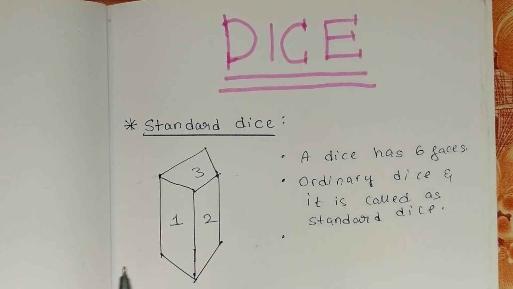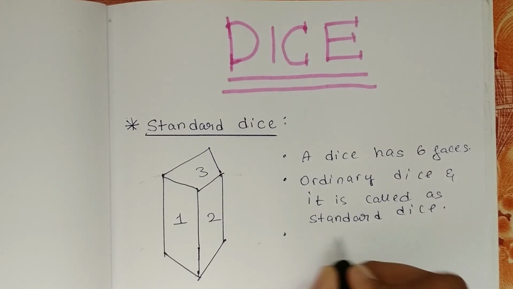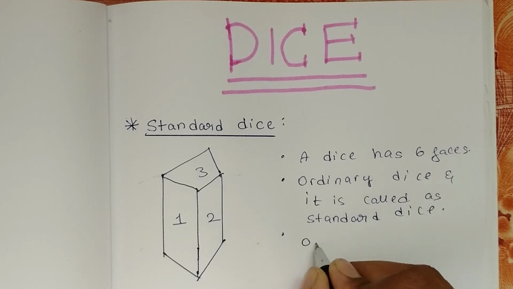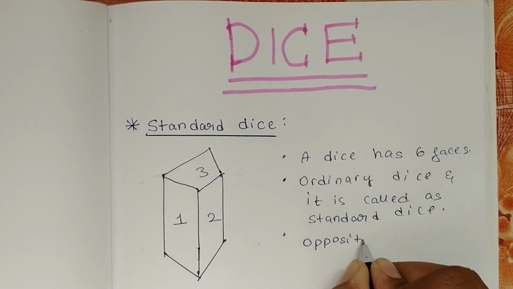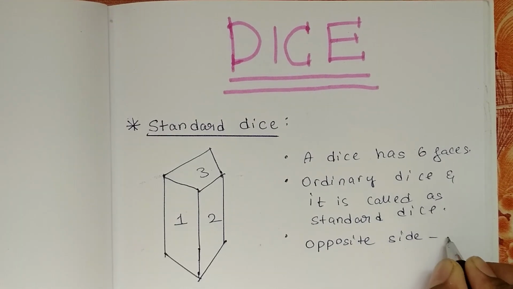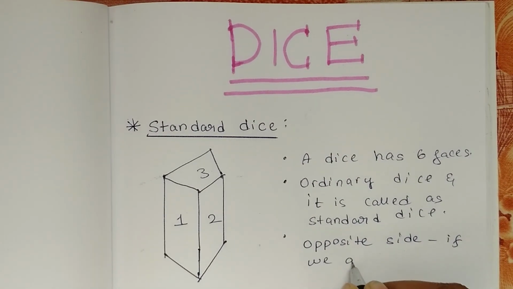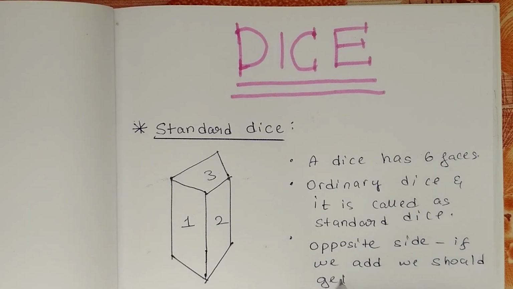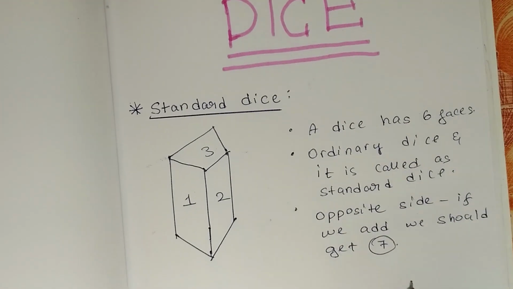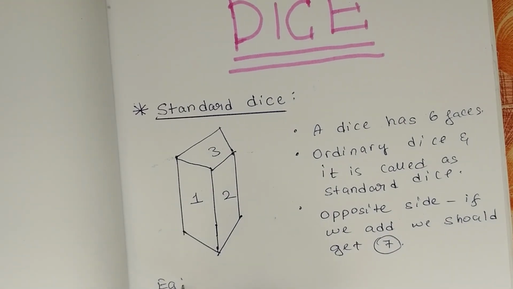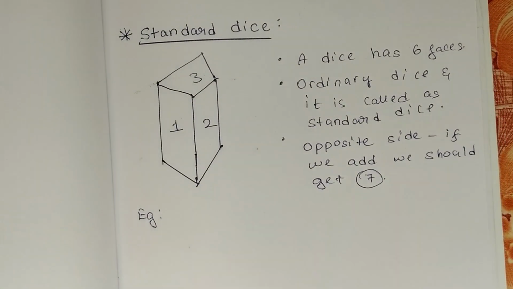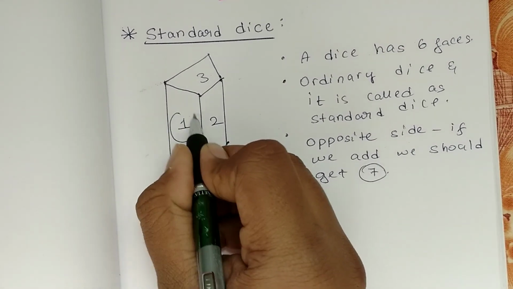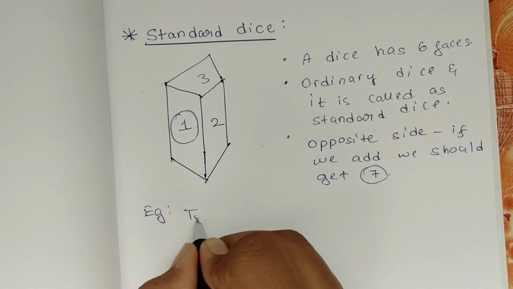The main point in the standard dice is that if we add the opposite sides, we should get 7. So we'll write here: opposite sides, if we add, we should get 7. I will tell you easily. Suppose they give a question: in a standard dice, find the opposite side of 1. So the total should come as 7.